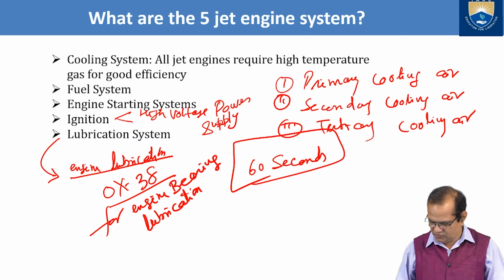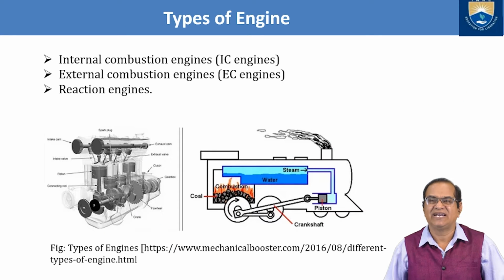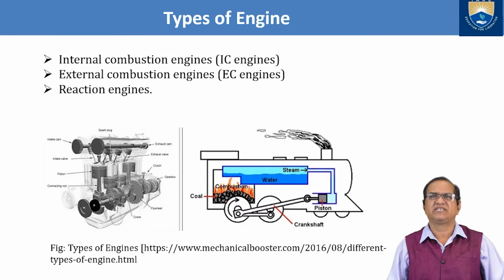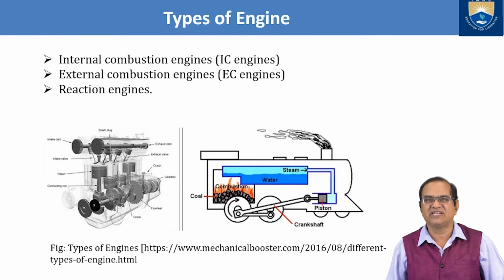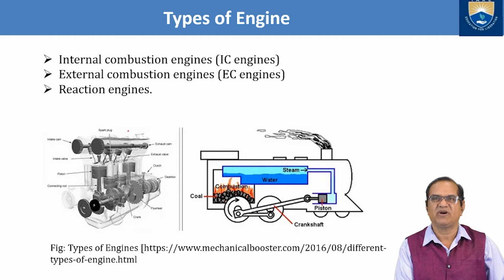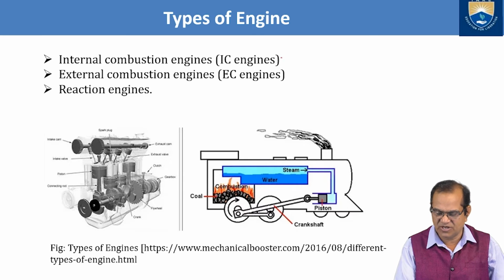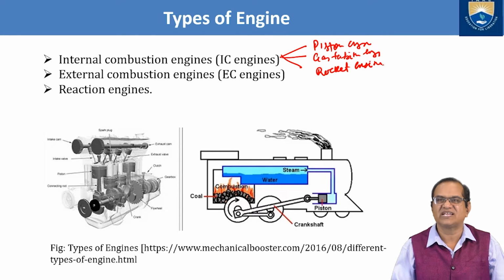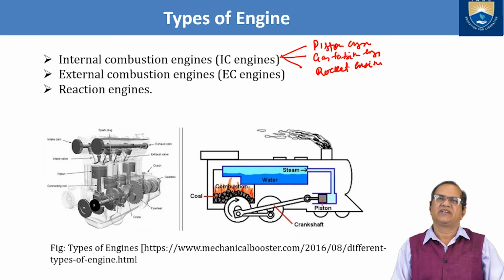So I have discussed this. Now I will go for the types of engines. We have three types of engines: the internal combustion engine, that is called the IC engine; the external combustion engine, called the EC engine; and the reaction engine. Here it is a piston type of engine, and it is called internal combustion. Mostly what we use is the piston engine, gas turbine engine, and rocket engine. They all fall under the internal combustion engine.